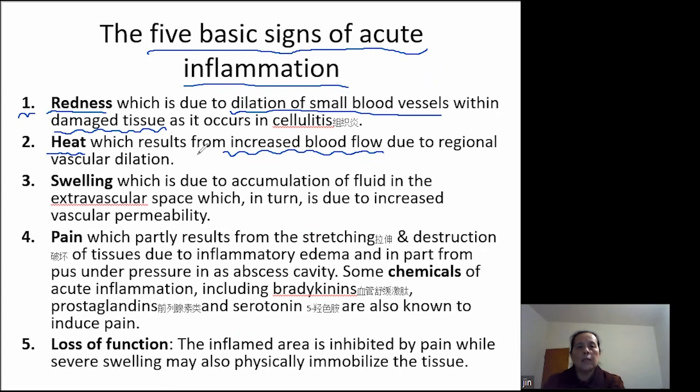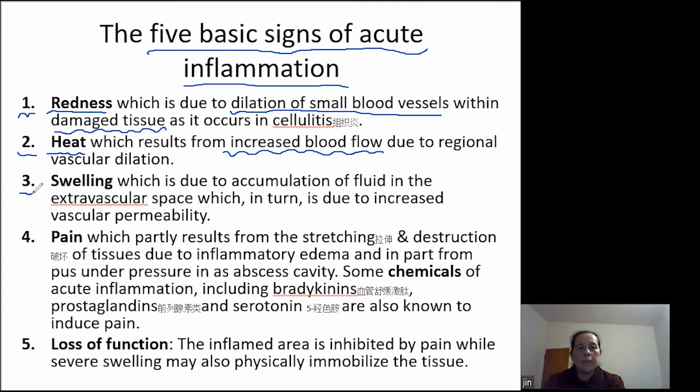So generally, our internal body has a little bit higher temperature, and our superficial body has a lower temperature. So when more blood flows locally, it truly brings more heat to the local area. That's the second symptom or sign.